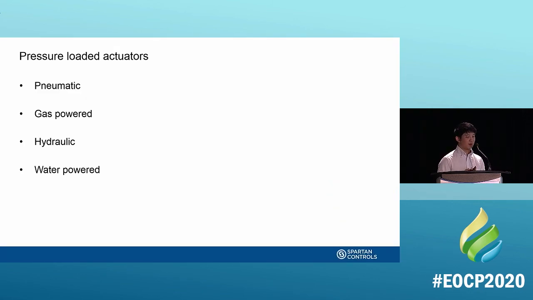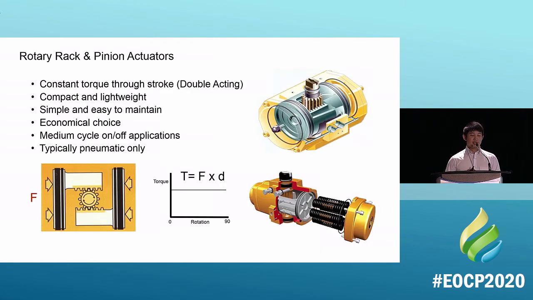So let's first talk about pressure-loaded actuators. Like we were showing you before with actuators, pressure-loaded actuators are actuators that use pressure in order to move, just like that cylinder before. So the most common that you'll probably see at your wastewater treatment plants and your water treatment plants and even in distribution is the rack and pinion actuator.